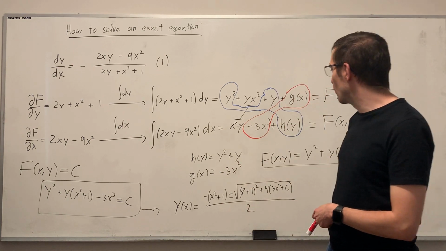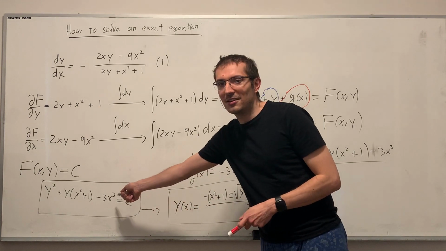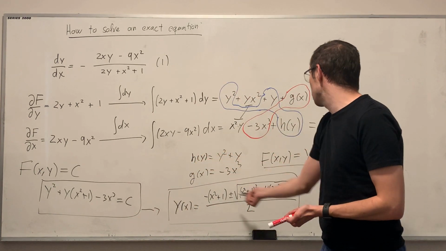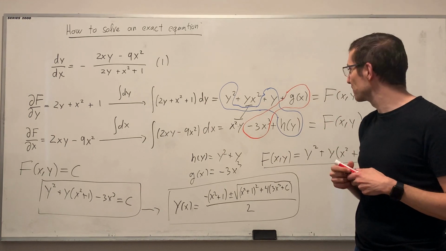All right, so this is y of x. This would be the explicit solution. Usually arriving here is enough, but if you can, it's always good to be able to take one more step and solve for y of x.